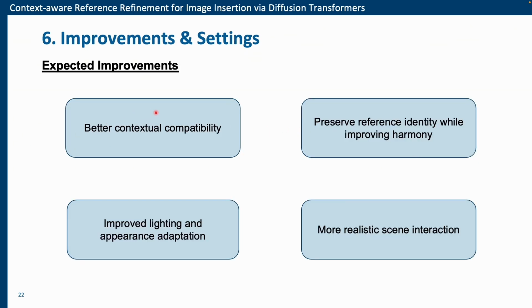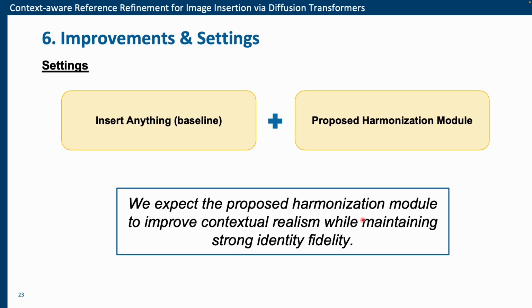And in this slide, the expected improvements of our method include better contextual harmony between the inserted object and the target scene. At the same time, the framework preserves the reference identity while improving overall visual harmony. And we also expect improved lighting and color adaptation, allowing the inserted object to blend more naturally into different environments. And finally, the method is designed to produce more realistic interaction between the inserted object and the surrounding scene context.